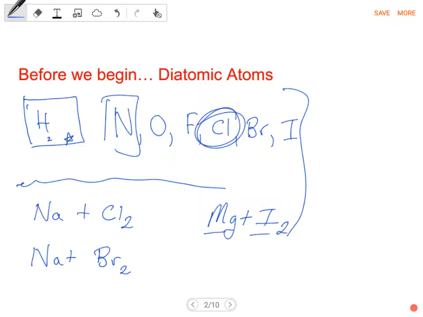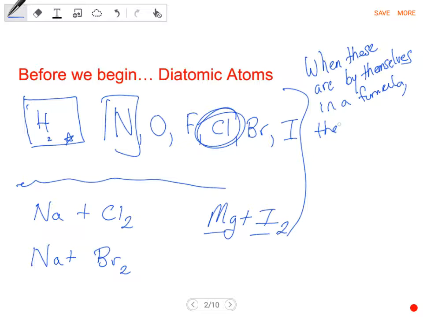So the rule is, when these are by themselves in a formula, they must be diatomic. I would recommend that you do put that on your periodic table somehow for you to remember that.